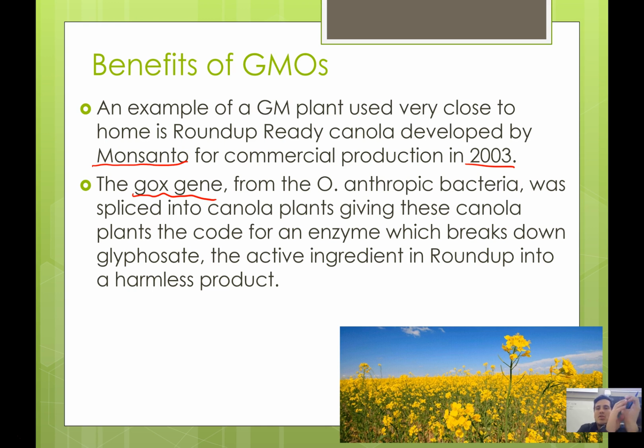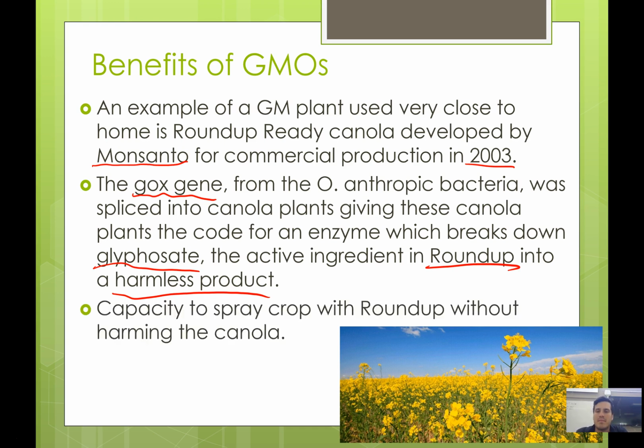And they actually took this GOX gene and spliced it into the canola plants, giving these canola plants the code for a specific enzyme which breaks down glyphosate, which is the active ingredient in Roundup, that really common herbicide that we use. And it turns Roundup harmless, okay? It just breaks down Roundup and the glyphosate, and the canola will no longer be affected by the Roundup.